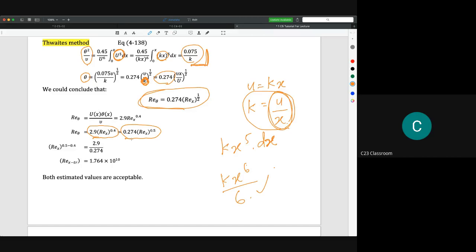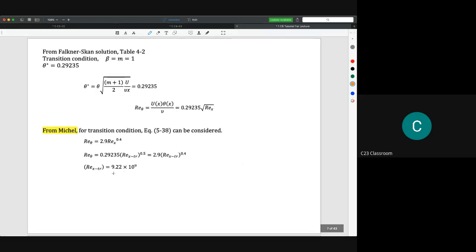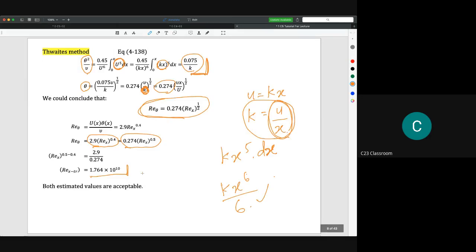If you see the result here, it is 1.7, and this is 9 point something, times 10 to the power of 9. So the values are quite near to each other. So we could estimate that both estimated values are acceptable as our final answer.